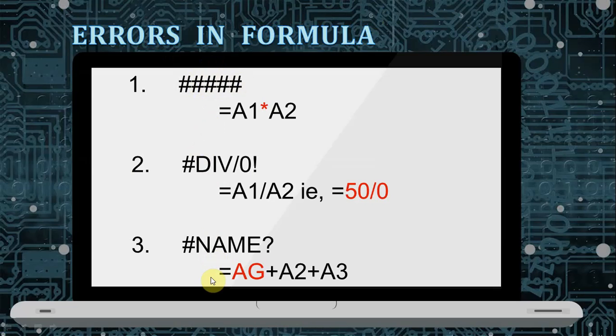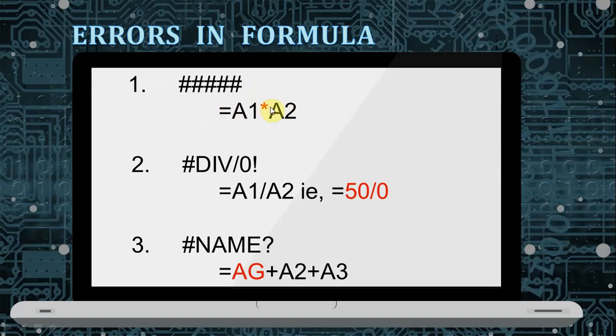Three types of errors we are going to see in MS Excel. Many types of errors in formulas are there, so among all those types, only three we are going to see. This is the first type. In the first type, the error will be displayed in the cell like this, a hash will be displayed. This is the type of the error, and this is one example: equal to A1 times A2.